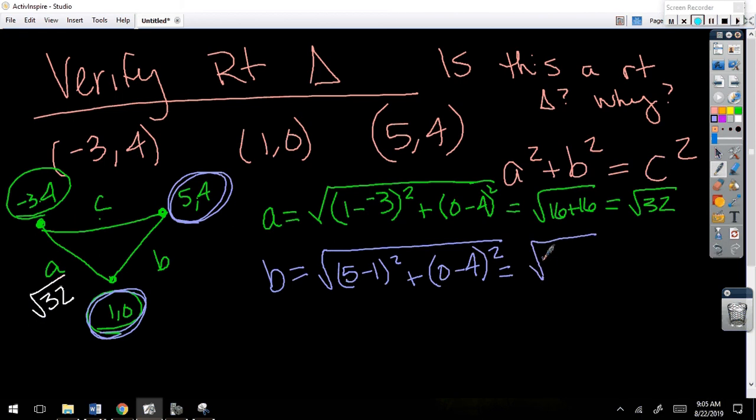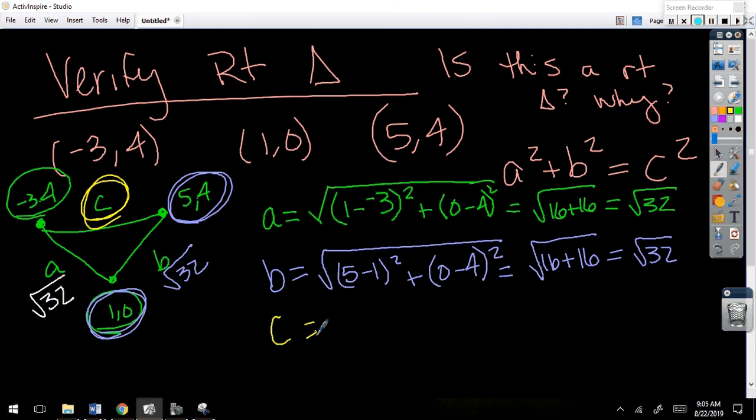All right, one more side to go. By the way, two sides are the same. What kind of triangle is this, even if we don't know if it's right yet or not? Isosceles. It's definitely isosceles. Let's see if it's an isosceles right. All right, square root of, subtract the x's. Negative 3 minus 5. Oh, that's an easy one. That's 0. That's right. You doing that in your head?